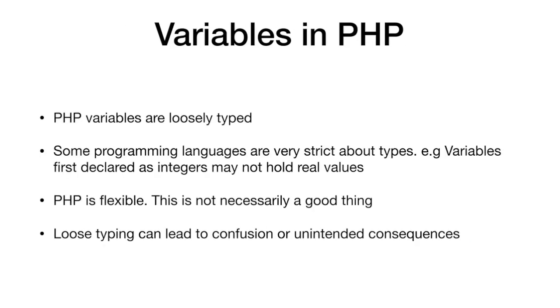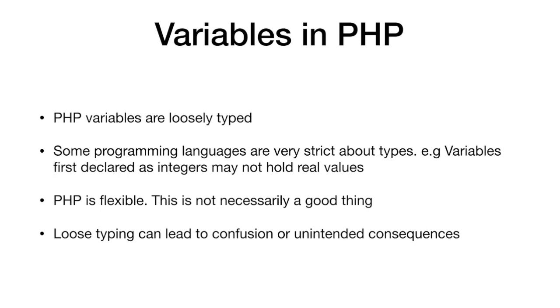So variables in PHP are loosely typed. What does that mean? Well, some programming languages are very strict about types. So variables that are first declared as integers, for example, can't hold real numbers. There's no flexibility in terms of chopping and changing or mixing and matching types. PHP is flexible, but that's not necessarily a good thing. Loose typing can lead to confusion and unintended consequences.